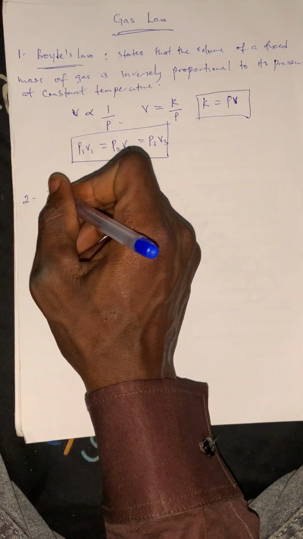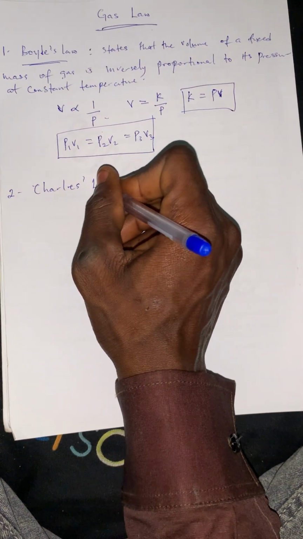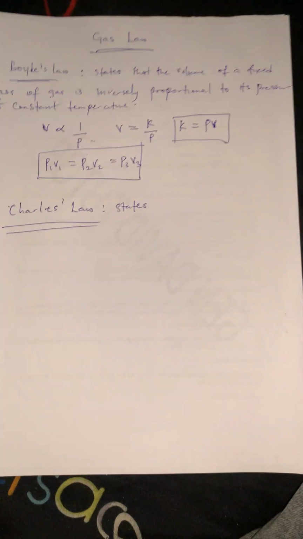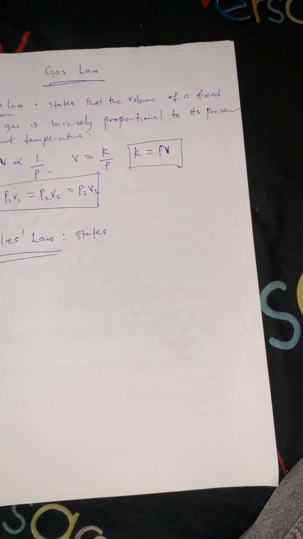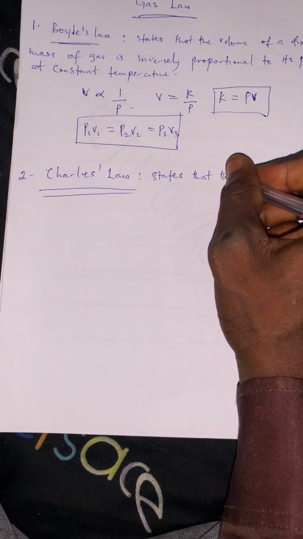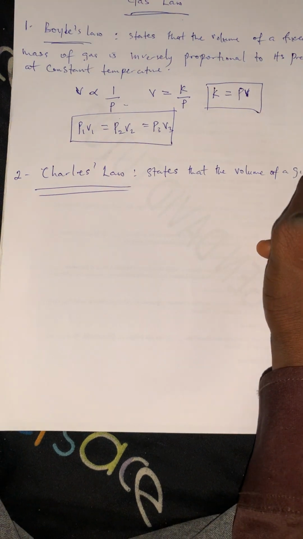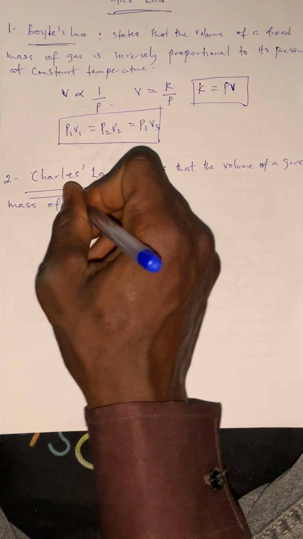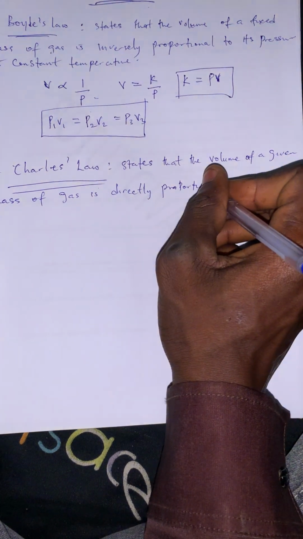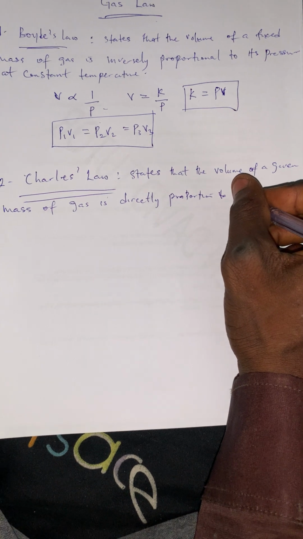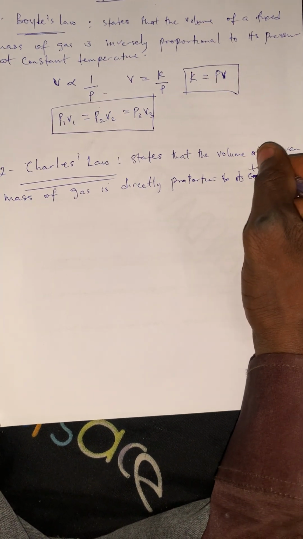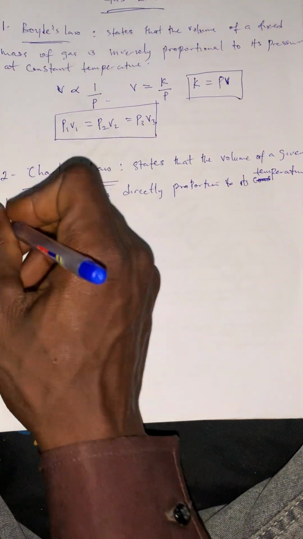Number two, we have Charles' law. According to Jacques Charles in 1787, Charles' law states that the volume of a given mass of gas is directly proportional to its temperature at constant pressure.